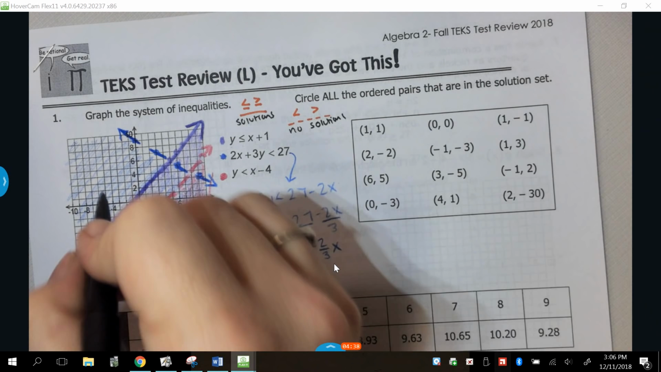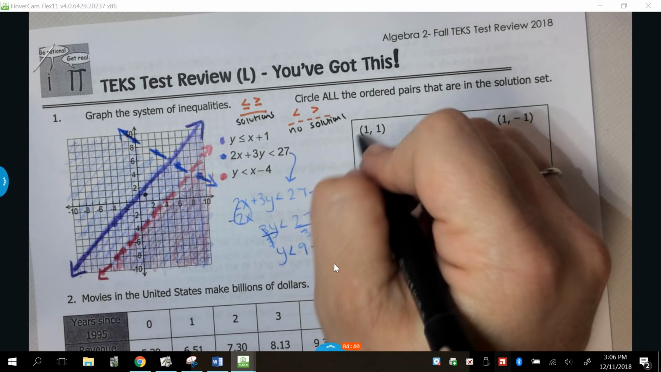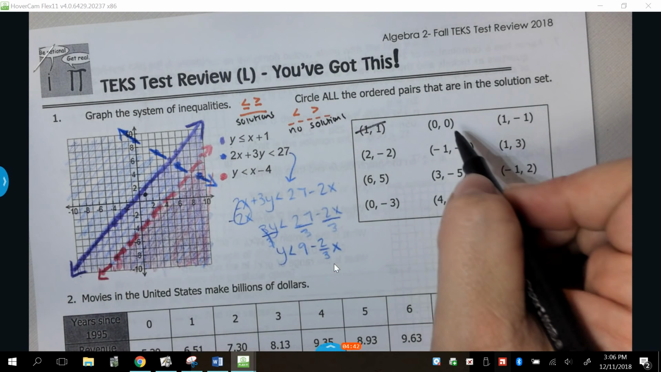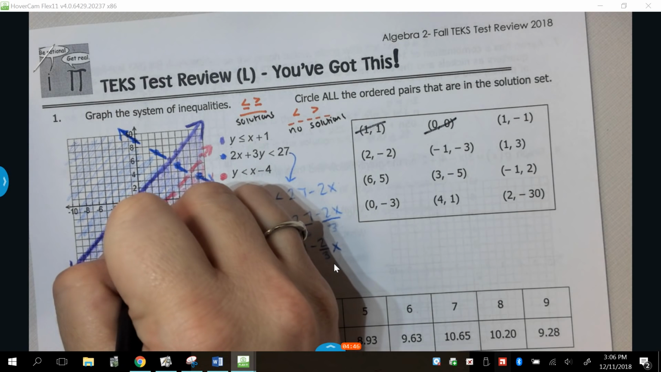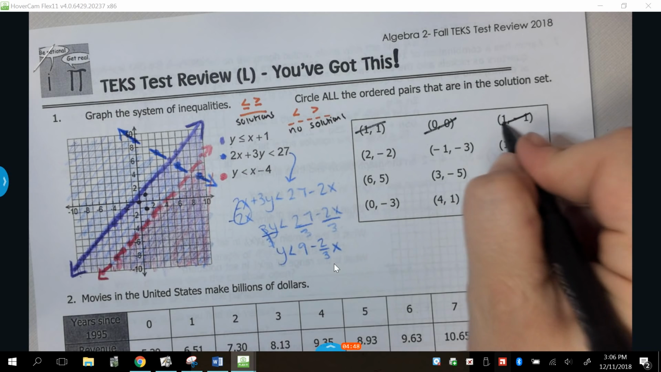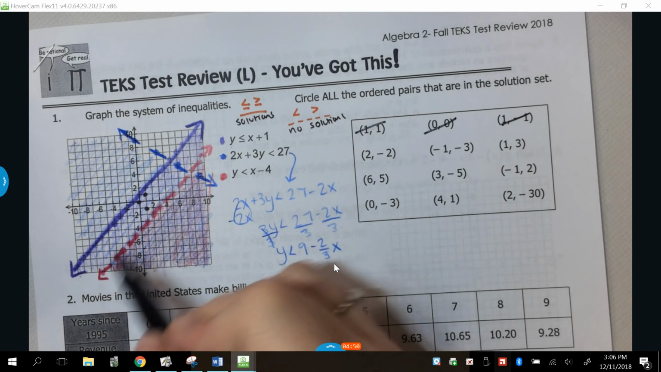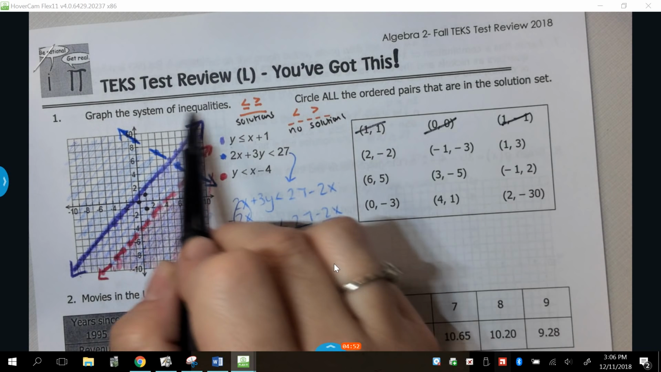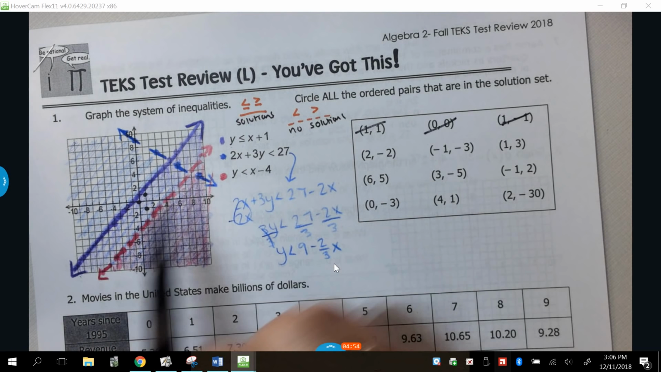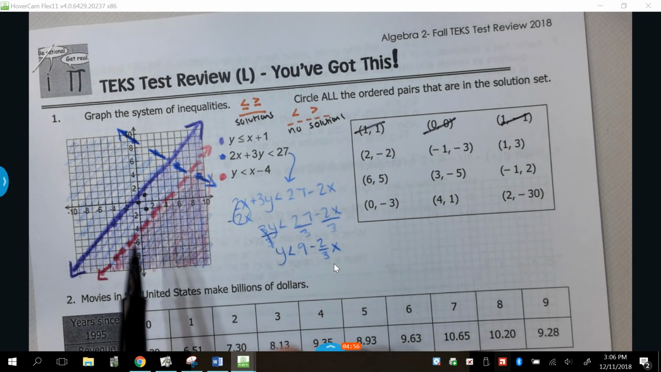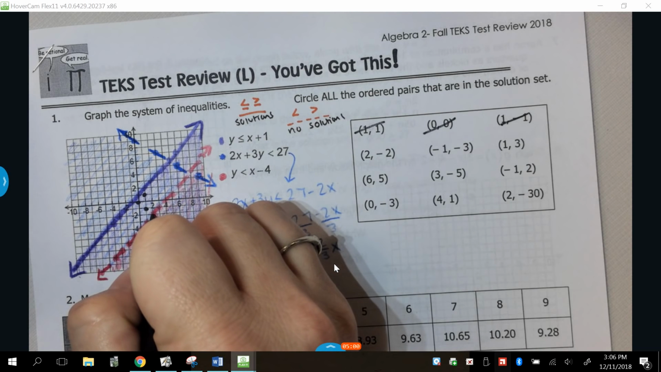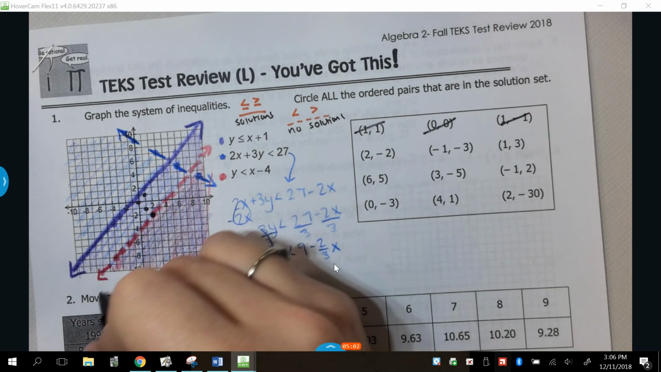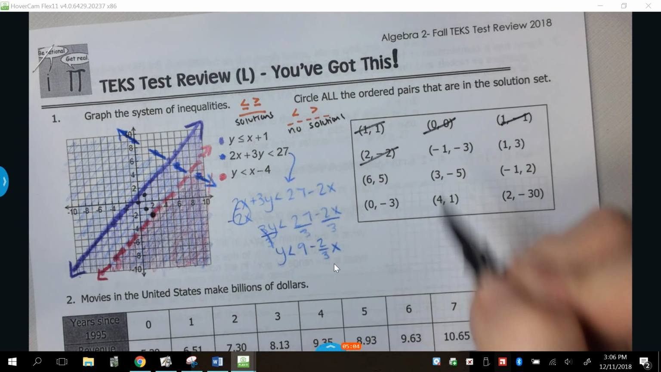Okay, so 1, 1 is not a solution to all 3. Okay, 0, 0 is not a solution to all 3. 1, -1 is not a solution to all 3. It's a solution to the purple and the blue, but not to the red. And to be a solution to a system of inequalities, it has to satisfy all 3 equations. Okay? 2, negative 2 is on the red line, which is dashed, so there's no solutions.